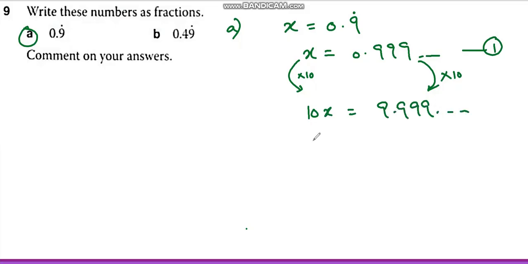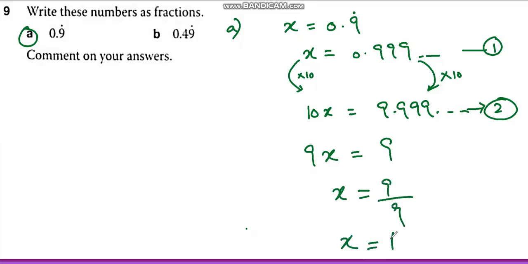Now if we subtract equation number 1 from equation 2, we will get 9x on the left side, and on the right side we get 9. Now if we divide both sides by 9, we get 9/9, means x equals to 1. So 0.9 can be written as 1. Now we can easily do b part, where we have 0.49, where 9 is being repeated. So we have dot notation. We can assume this number equals to y.